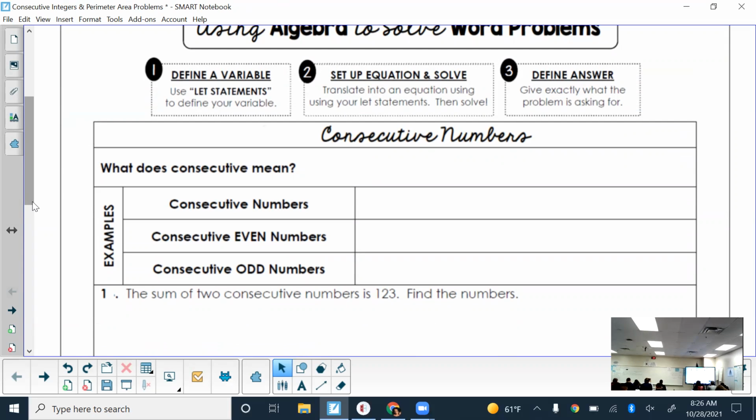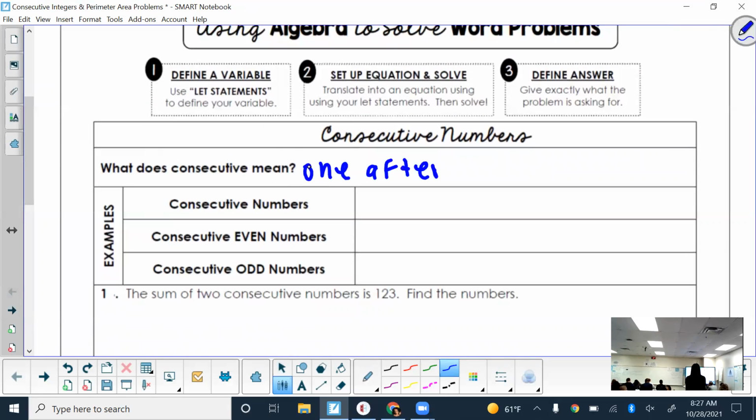And we're going to start with consecutive numbers. So on the note sheet, starting with consecutive numbers. So what does consecutive mean? One right after the other. So fill that in. One after the other.